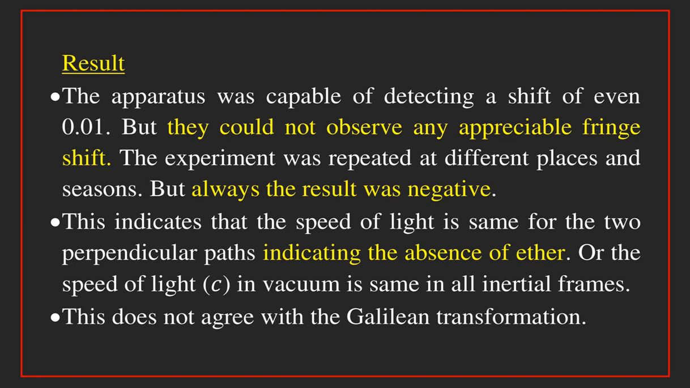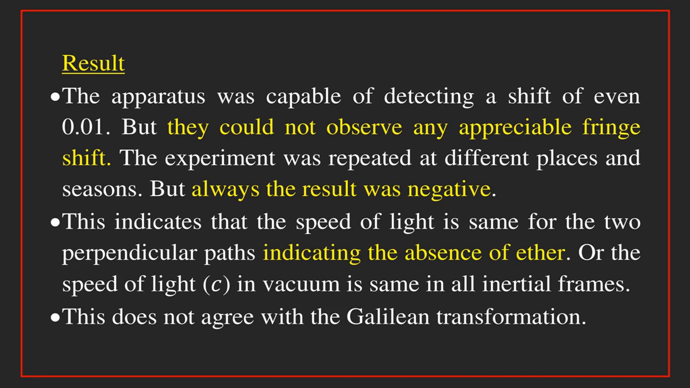The negative result indicates that the speed of light is the same for the two perpendicular paths, which indicates the absence of ether. In another way, we can say that the speed of light in vacuum is a constant for all observers in all inertial frames, or the speed of light is independent of the velocity of the reference system. If the frame is inertial, then they will measure the speed of light in vacuum as c. It is independent of the velocity of the frame. This was the result of the Michelson-Morley experiment.